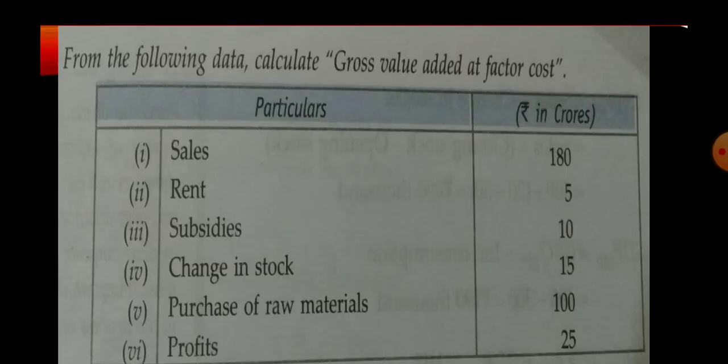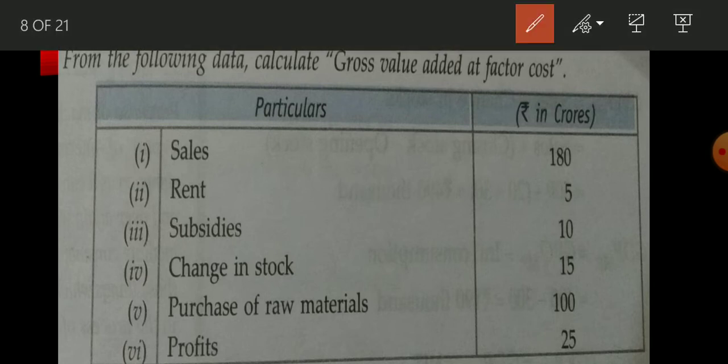Now let me start. This is our first question. In this question, we have to find out gross value added at factor cost. Here sales is given 180. Okay, what we have to find out? We need to find out GVA FC, and when we use production method, what we get? GVA MP. Okay, and what is the equation? Sales plus change in stocks minus intermediate consumption.